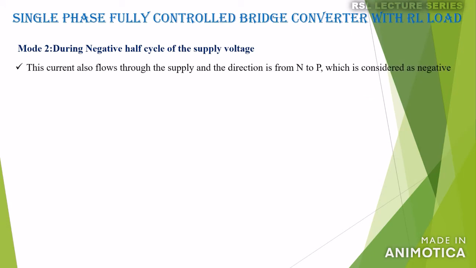So this current flows through the supply, and the direction is from N to P, as we have already discussed. This is considered as a negative direction for the supply current. Now we'll derive the average value.